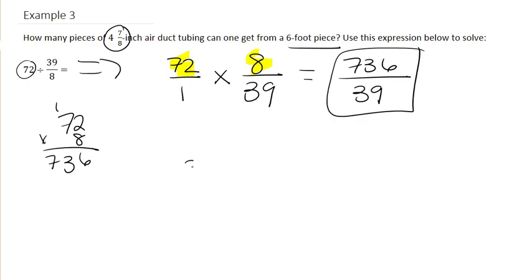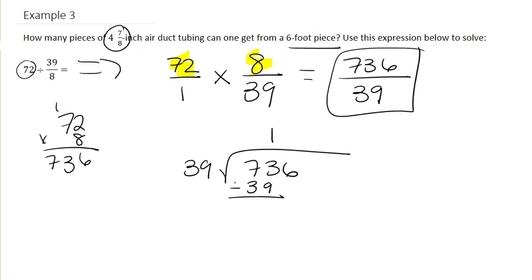And if we want to see how many whole pieces you can get from that, you would get 736. 39 goes into 73 one time. So then we'll subtract. We need to borrow. So 13 minus 9 is 4. 6 minus 3 is 3. So then we get 34. We're going to bring down that 6.